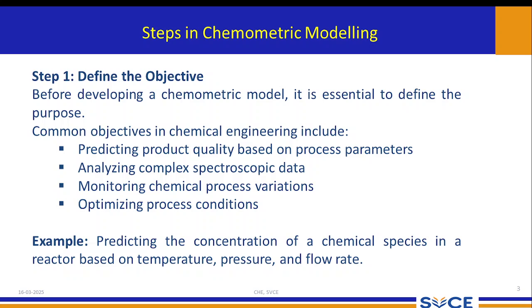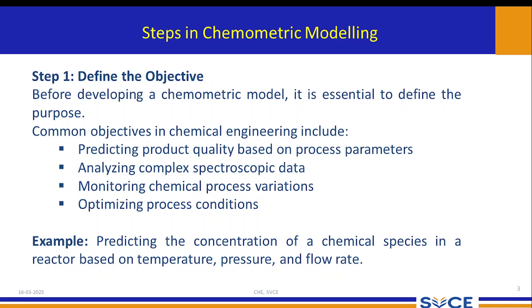Monitoring the chemical process variation and optimizing the process conditions. In most cases we will try to optimize the process. Sometimes we need to collect analytical data from spectroscopic data, analyze it, and come to a conclusion. In that case also we can go for chemometric modeling.